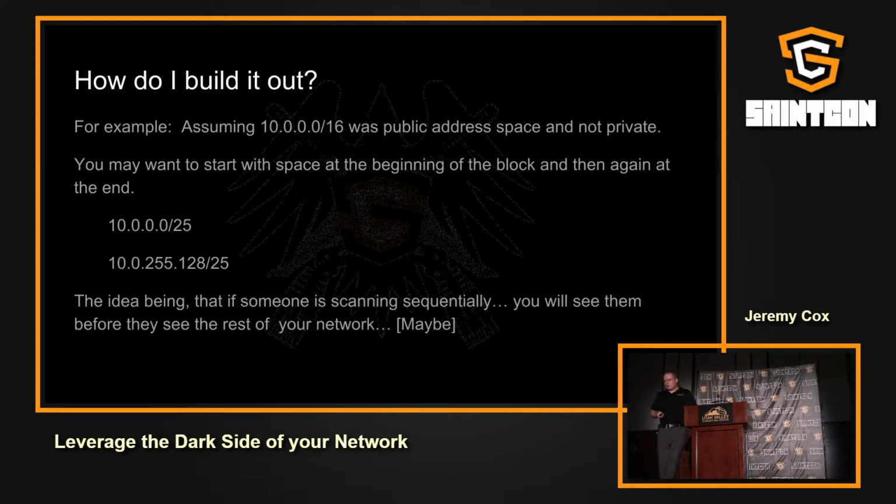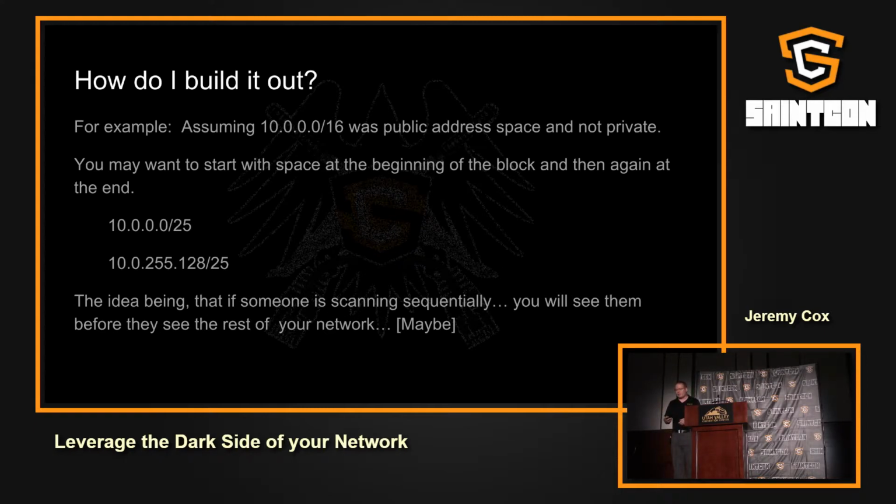So how do you build it out? For example, assuming that 10.0.0.0/16 was actually public address space, which it's not. But if it was and not private, you would want to start possibly at the beginning of that address space and potentially also at the end. So the idea being that if somebody's going to sequentially scan you, which by the way, that's not always how it happens, although that is the default behavior, that you would see them before they hit your network, not while they're in the middle of your network, if that makes sense.